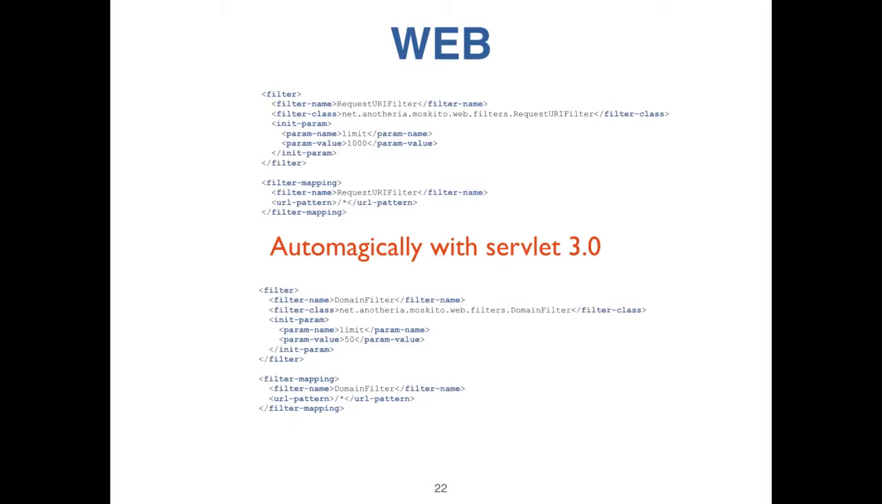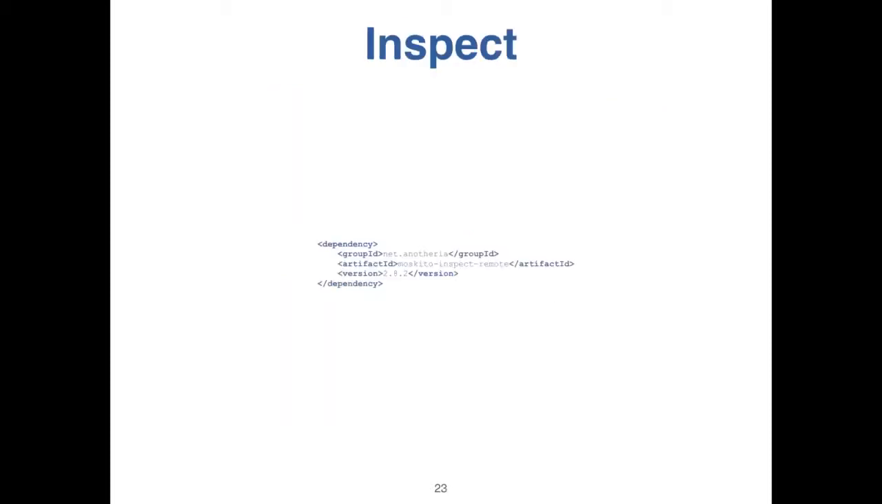So then for web, we've seen that we can see the amount of requests and different types of requests and what has been called. And you can add some filters which are bundled with MoSKito. And if you have servlet 3.0, which is Tomcat 7, 8, and so on, then it will be added automatically with the manifest which is contained in the JAR. To add the MoSKito Inspect tool, you just have to add this dependency, and then the core which is running within your application will open a port, and MoSKito Inspect can connect to this port, and you can see all the data.